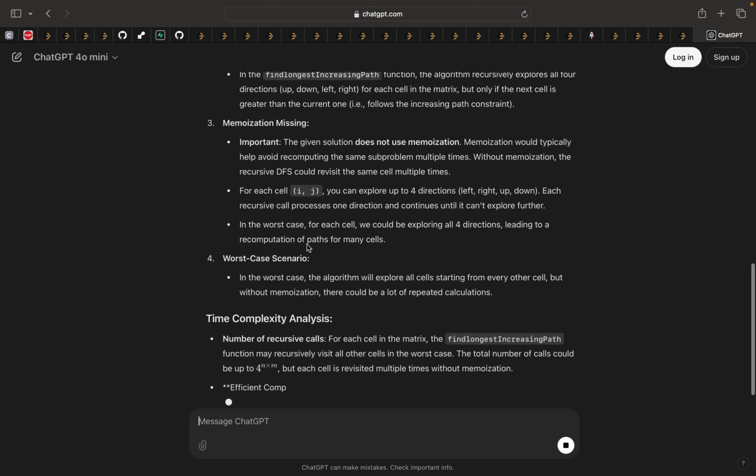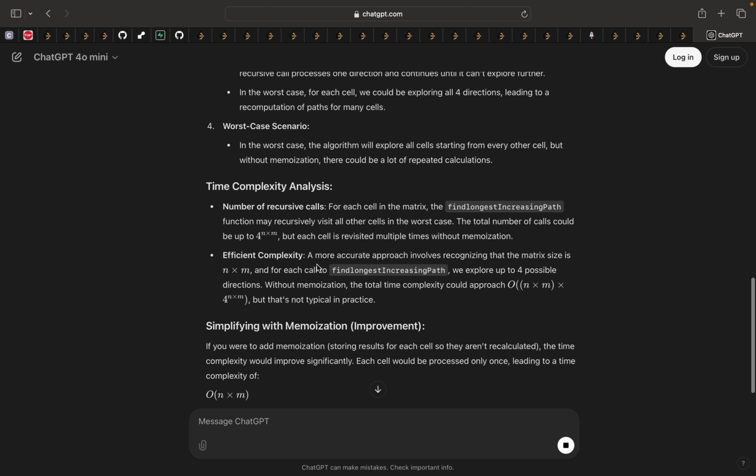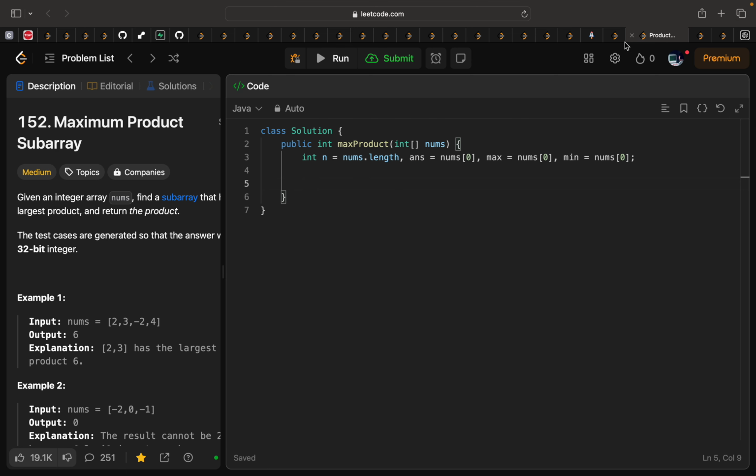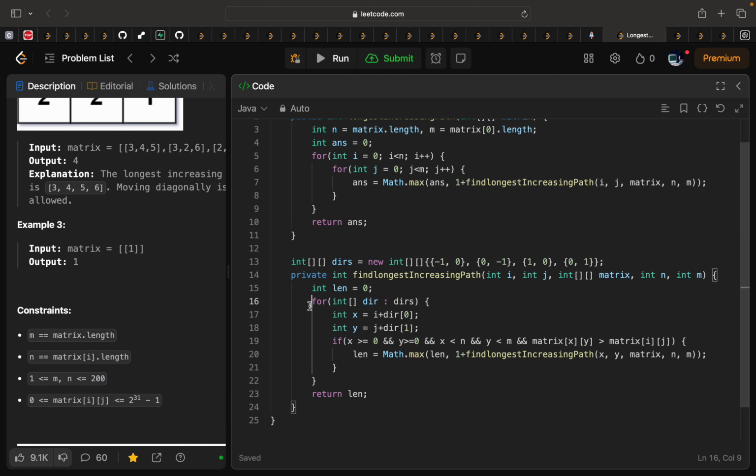Okay, so the number of recursive calls for each cell in the matrix. Okay, so it's exponential time complexity. We have four calls, so n into m into 4 raised to the power n into m. Because we are having four calls, and for those four calls we are calling this function again. So that's why this is 4 raised to the power n into m.